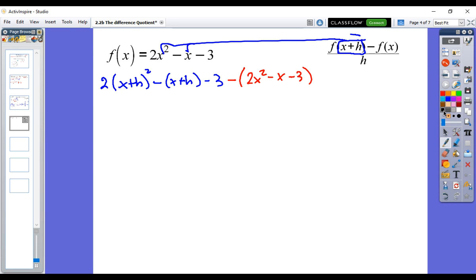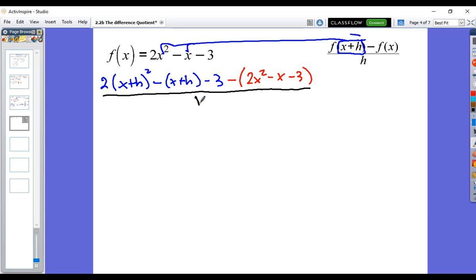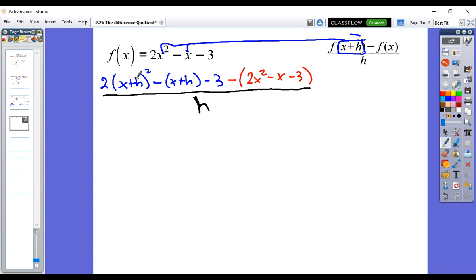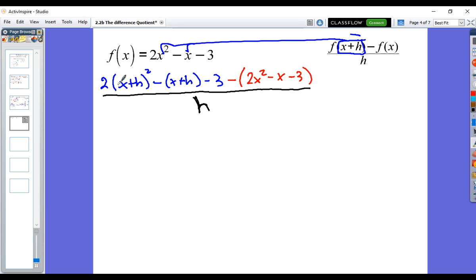All over h. I'm not going to do this one, so I would do it again at the end, but you know it's all over h. So I'm going to say all over h every time, but I'm not going to write it because it's just a long line. All right, so let's simplify this. Now let's start with this, parentheses, exponents. Here, this is saying you're not distributing the 2 to that. That's a common mistake. Now we're going to take x plus h times x plus h.